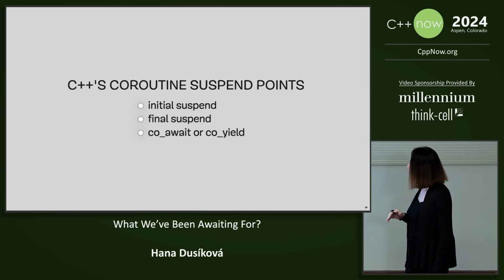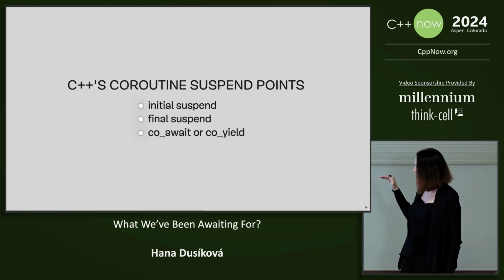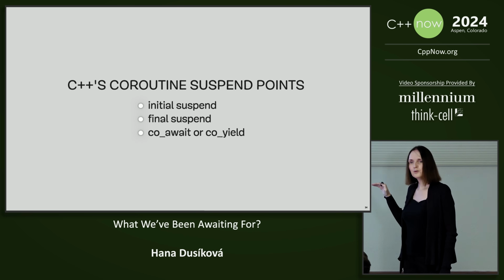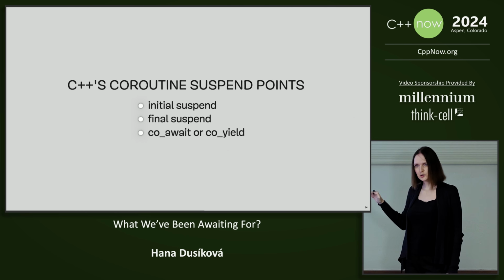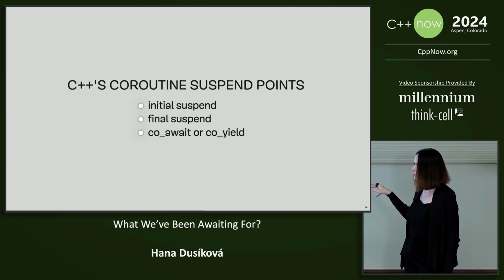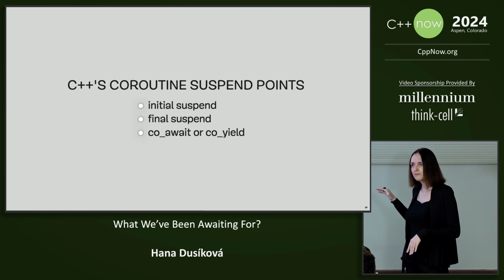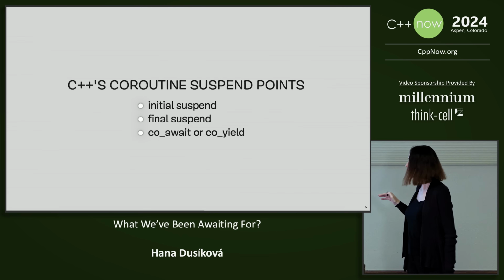Okay, so a coroutine always has initial suspend and final suspend, and every time you have co_await or co_yield in your code, there is a custom suspension point. Co_yield is just a transformation into co_await. I'm not going into it. It's on cppreference, but I don't need it in this talk.